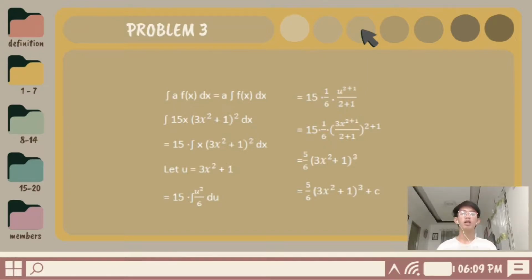Next is to do the anti-differentiation. U raised to 2 plus 1 over 2 plus 1, we will have 15 times 1 over 6 times the value of u, which is the quantity 3x squared plus 1 raised to 2 plus 1 over 2 plus 1. Multiply 15 and 1 over 6 and 3, we will get 5 over 6 times the quantity 3x squared plus 1 all raised to 3, plus c.